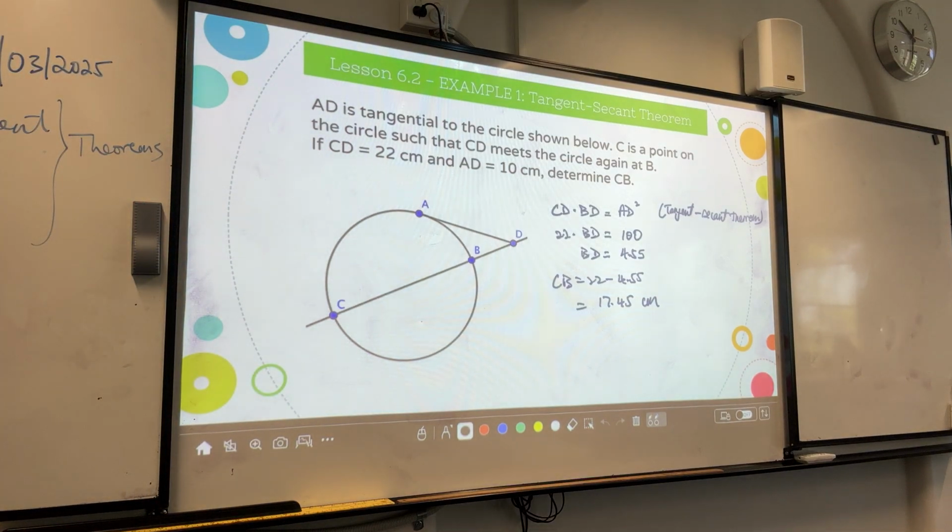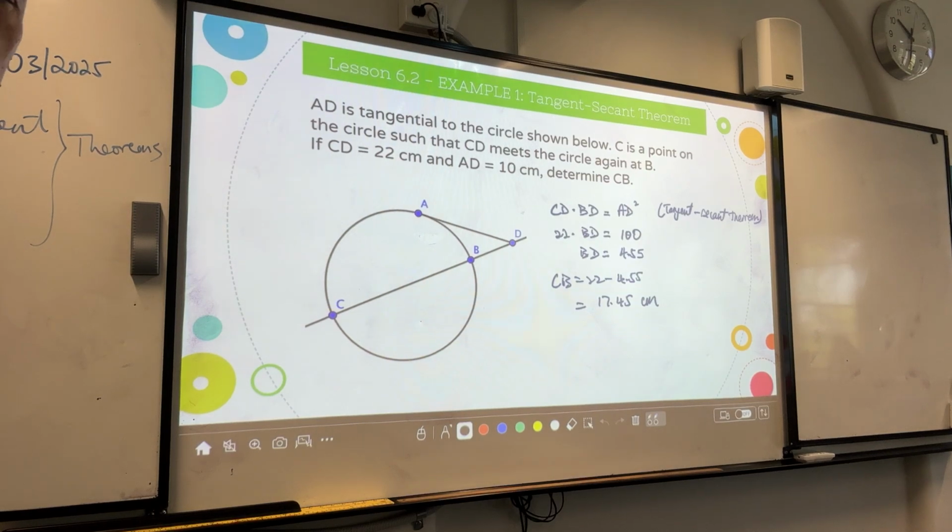So basically, after this lesson, I've introduced all the circle geometry theorems that you need to know, and we can start combining everything together and solve some problems. And I'll show you a few more problems tomorrow, about 5 problems that we'll solve together.